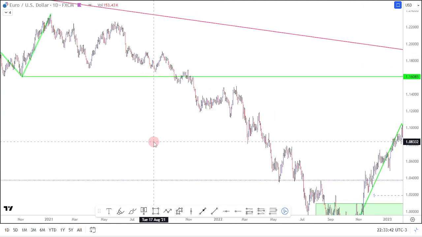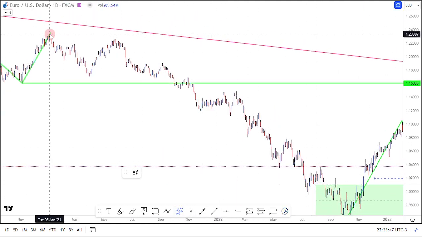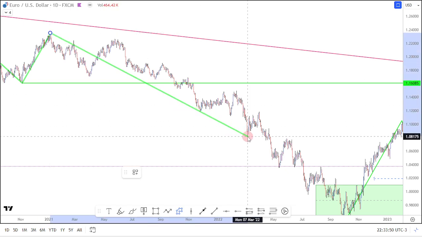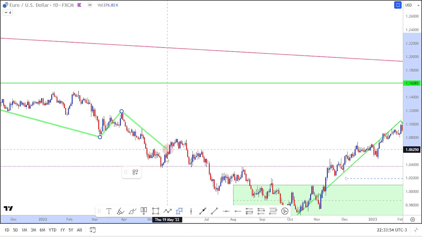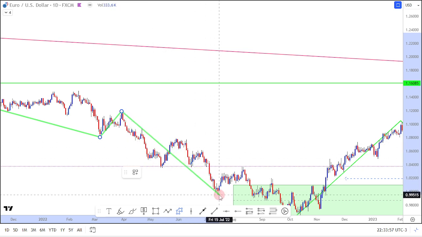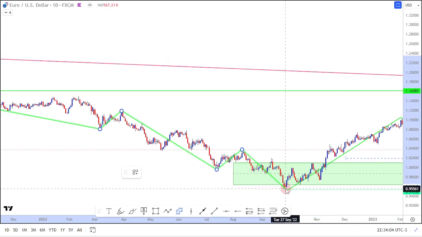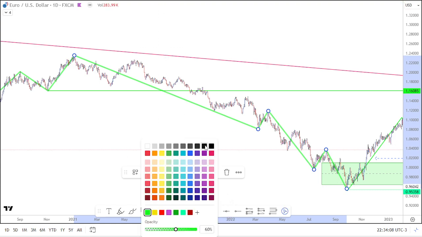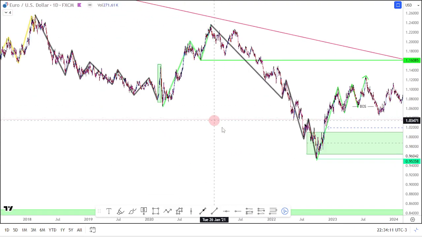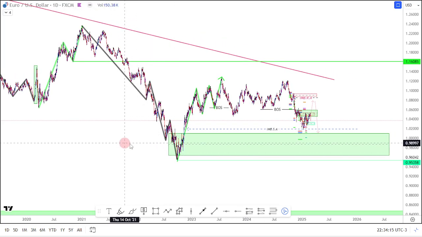So instead we are just going to go all the way here like this. We have extension to this level, we have a retracement, we don't have a retracement here, we have a retracement here, extension, retracement, and we have extension to this area. All right guys, so that was the market structure we have on the daily back in time.